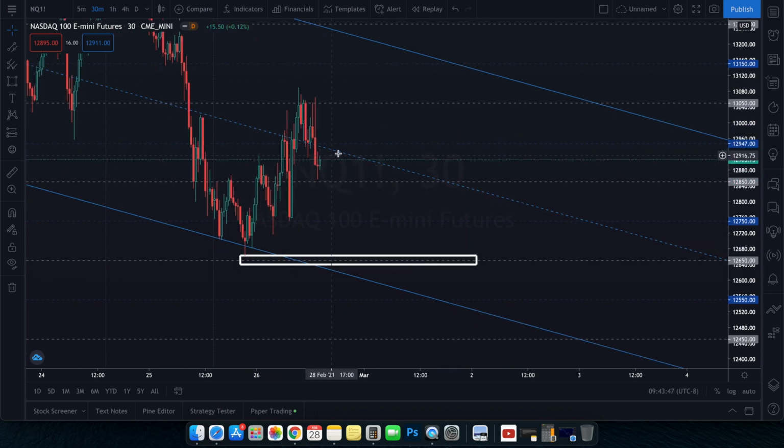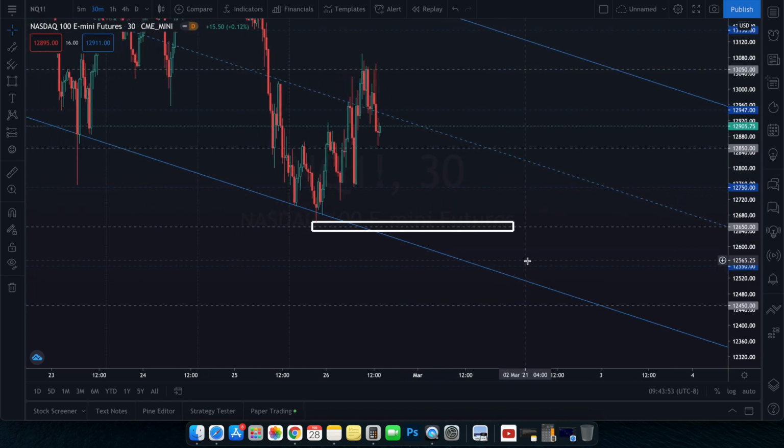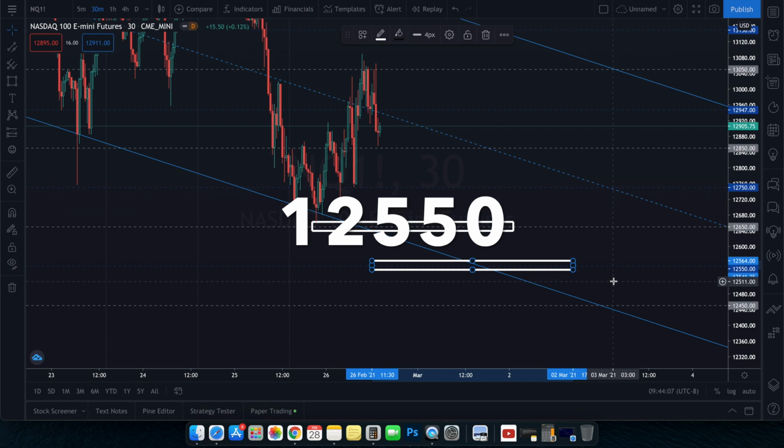This will be the first level that I'm going to look to add to a long position, and then depending on how much further we go down in the day, if we continue with the drop, then another level that I'm going to be looking at, I'm not going to have orders there, I'm just going to be looking at that level, is the next level underneath this one, which is 12,550.